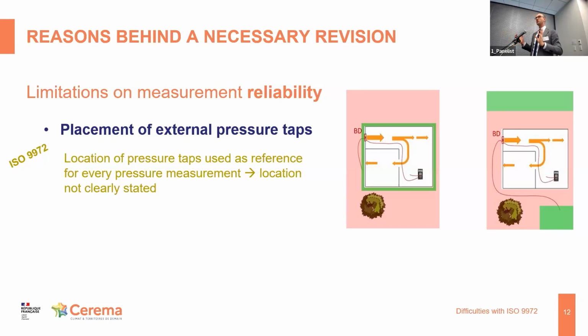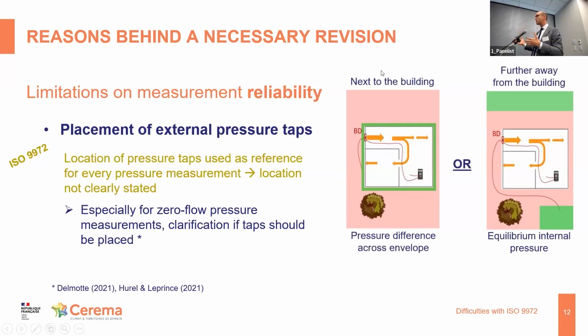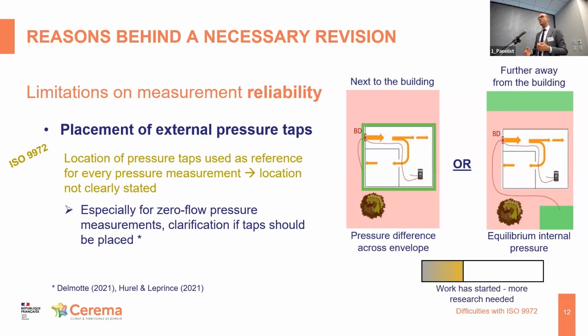The ISO standard says it should be placed away from other obstacles or the building, but it's not really clearly stated. For example, in the ASTM standard, it's recommended to put the pressure probe next to the building and to average it on all facades. Especially for zero flow pressure measurements, the location of these taps should be more clarified. So, should it be placed next to the building or farther away from the building? We are on it, but probably a bit more research is needed.